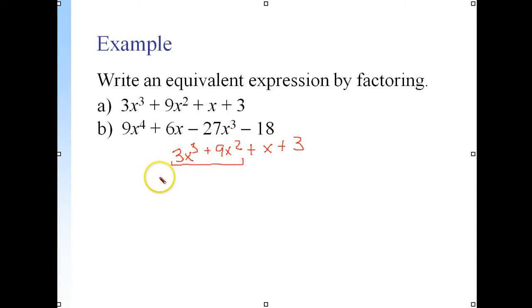And I can see I can take a 3 out and an x squared. So here I'm left with an x plus 3. Now notice in my last 2 terms, there's an x plus 3, which is what I have here.